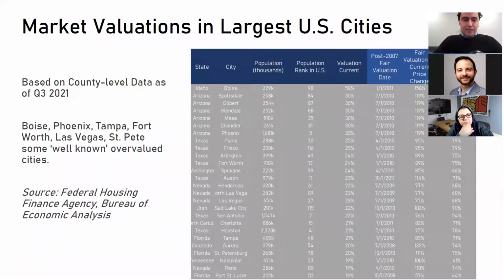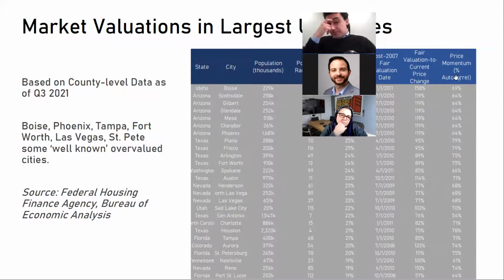And so, some of the cities that are most overvalued in this measure are Boise, Phoenix, Tampa, Fort Worth, Las Vegas, and St. Pete, some well-known cities, and some other ones in the list. And if you look to the right, there is what they call fair valuation to current price change. Fair valuation is when was the last time this market was fairly valued, and how it performed since then. And those are predominantly really strong markets, pretty much all of them, and some of them have gone overvalued.